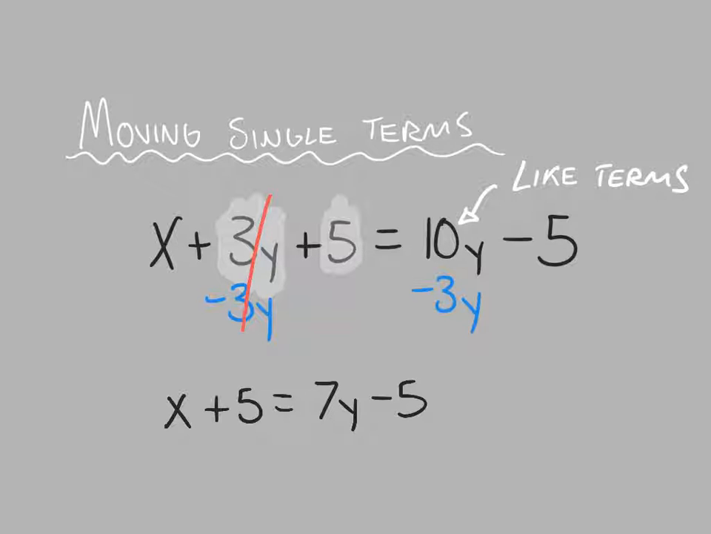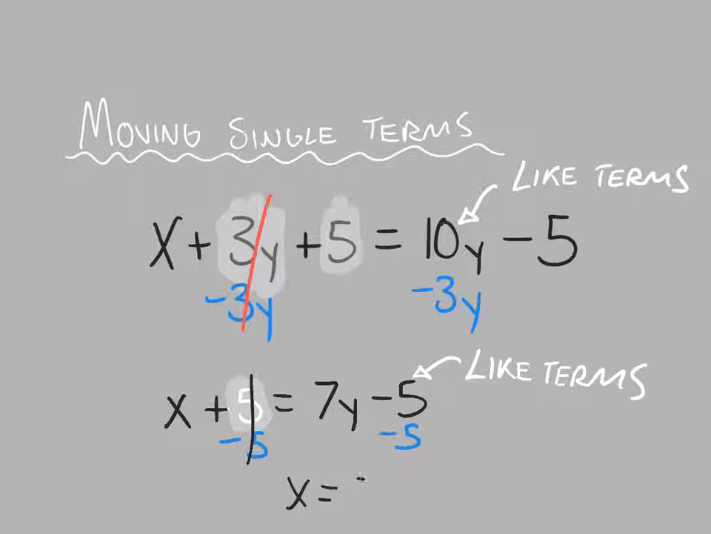Now we still have to move one last thing, and that is our 5. In order to do that, we are going to minus a 5 from each side. And where are we going to minus it from? This 7y or this 5? We are going to minus it from this minus 5 because they are like terms. Minus 5 for a final answer of x is equal to 7y minus 10.